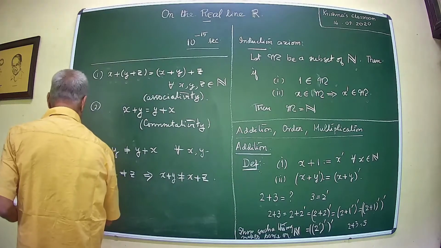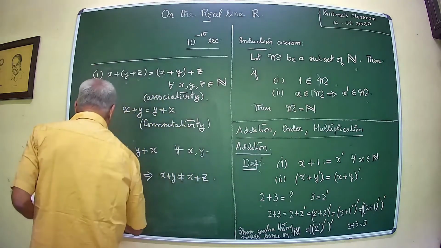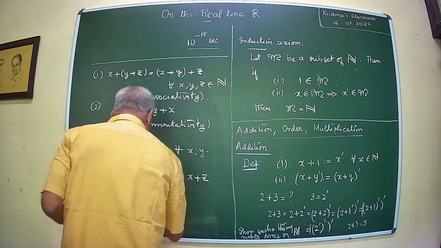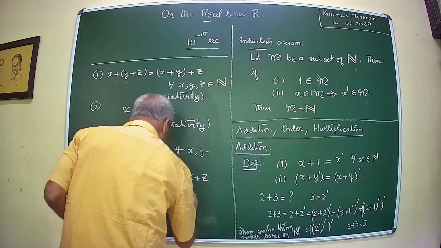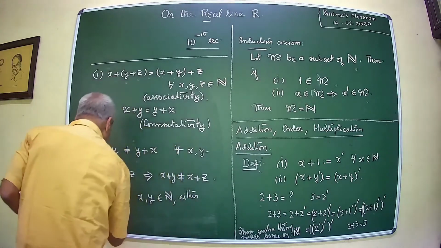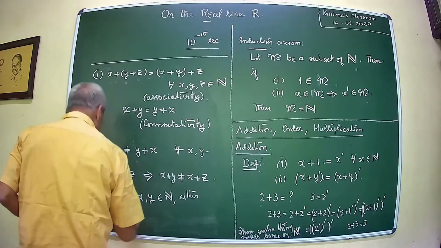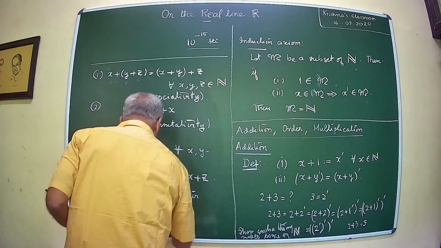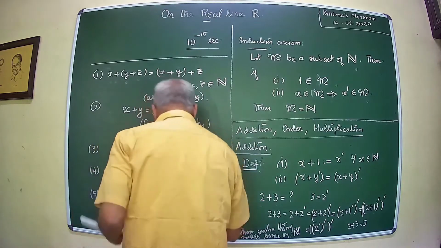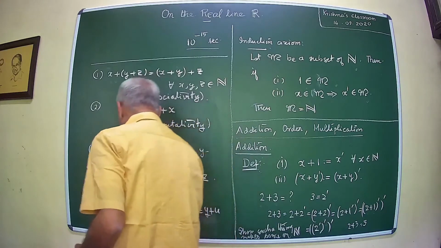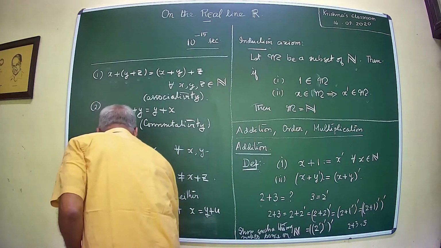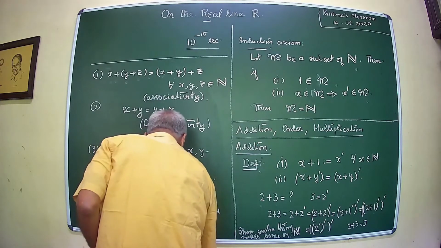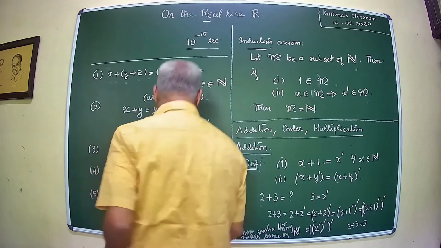And the fifth one is very interesting and very useful. You see that given x, y belonging to n, either x equals y, or there exists u such that x equals y plus u, or there exists v belonging to n such that y equals x plus v. Okay, let us see what it is.